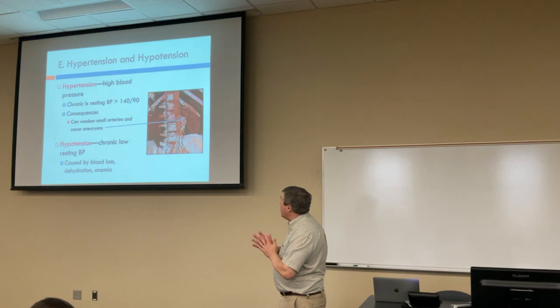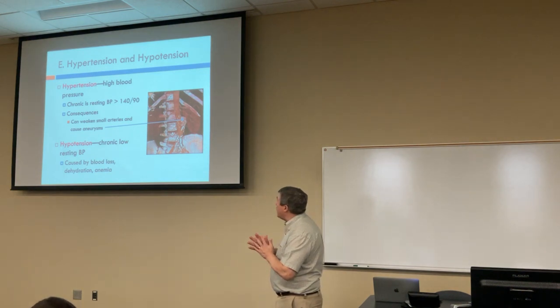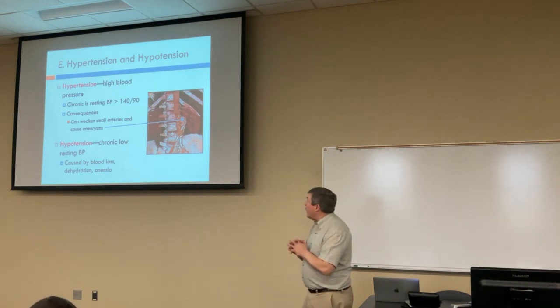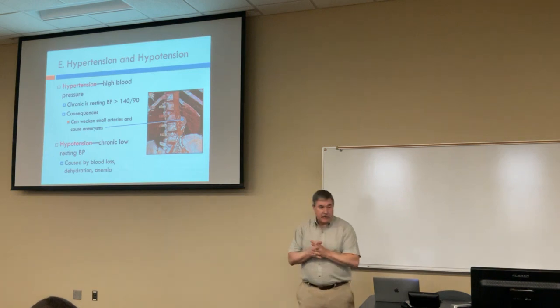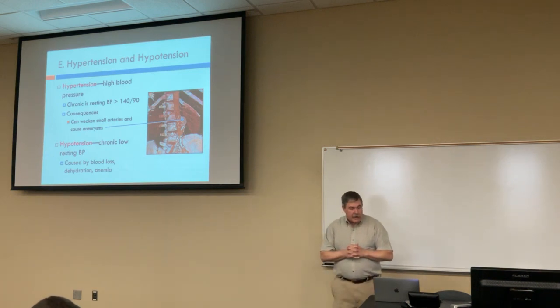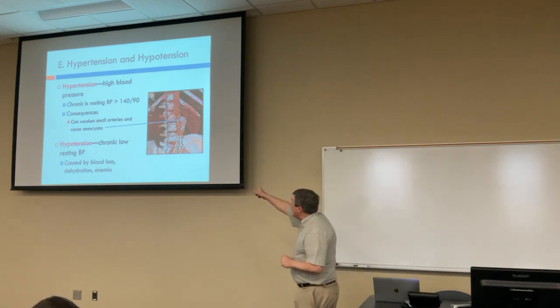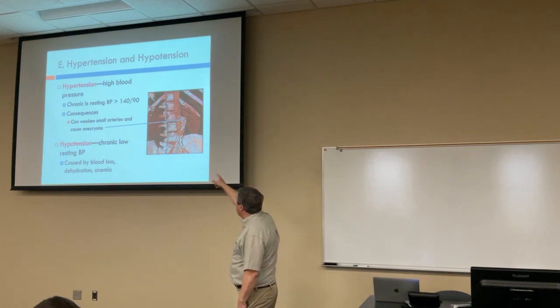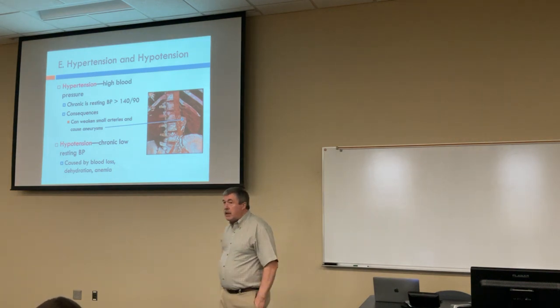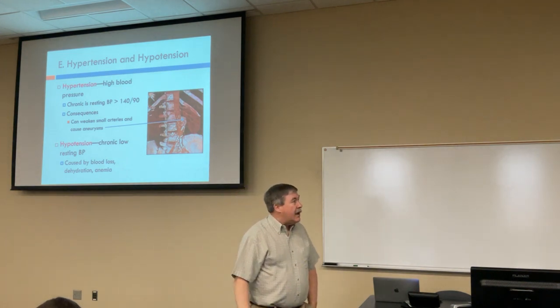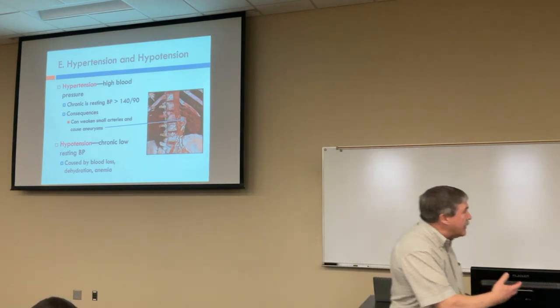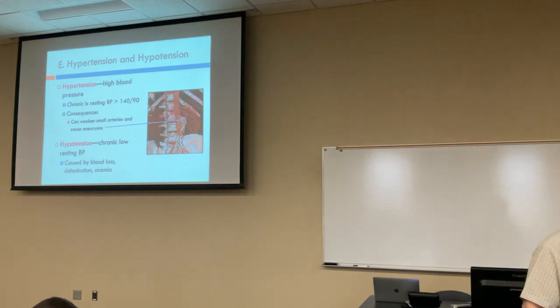Chronic hypertension is considered to be a blood pressure greater than 140 over 90. And that can weaken small arteries, and that can increase your chances of having an aneurysm. If you look at this MRI image, you can see a big bulge on the right-hand side of the aorta. That's an example of an aortic aneurysm.